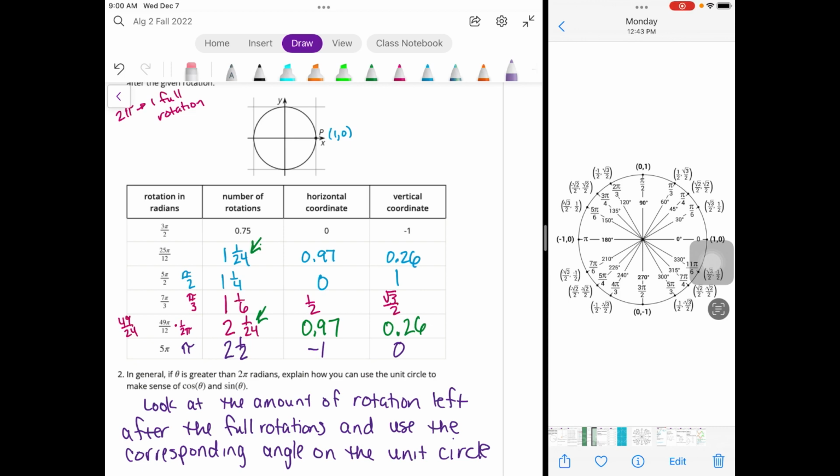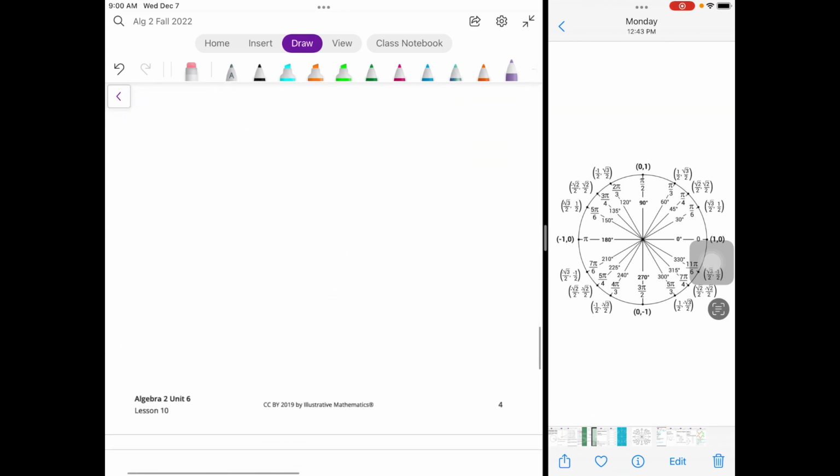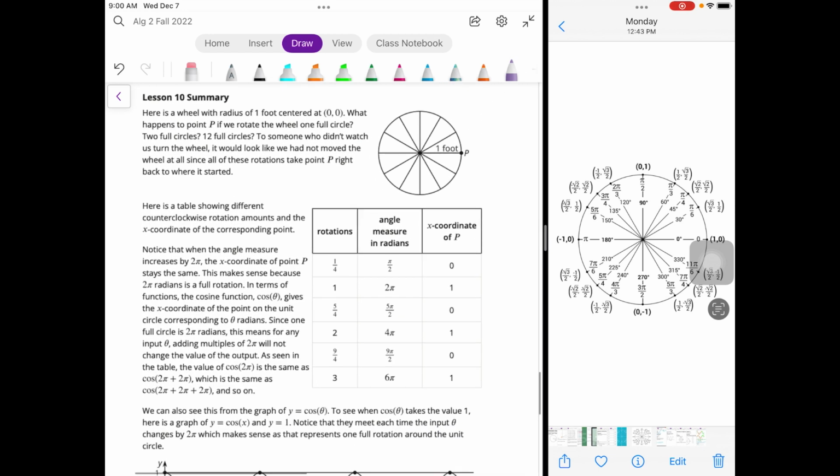Okay. And then we're not going to do the "Are You Ready for More" section, but there's your lesson summary if you want to take a look at that.